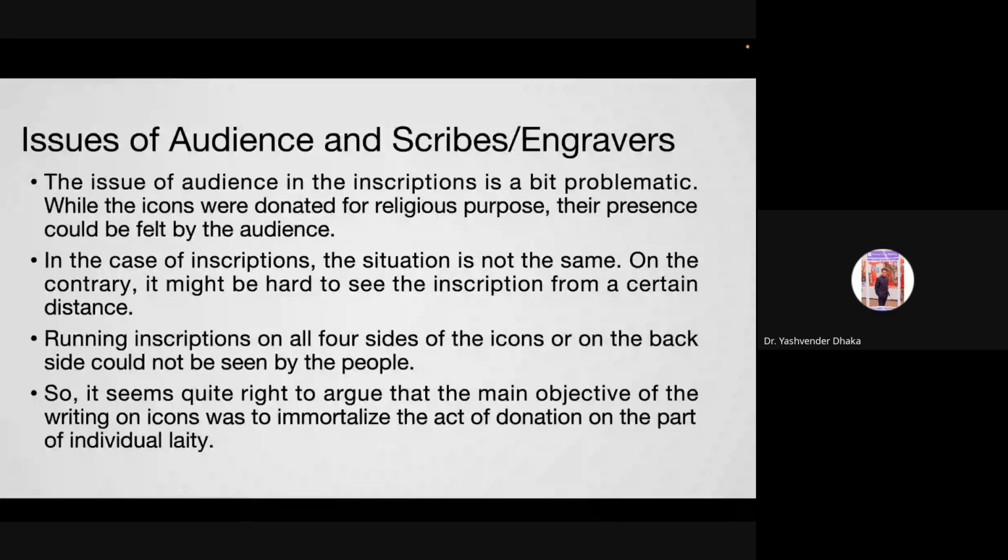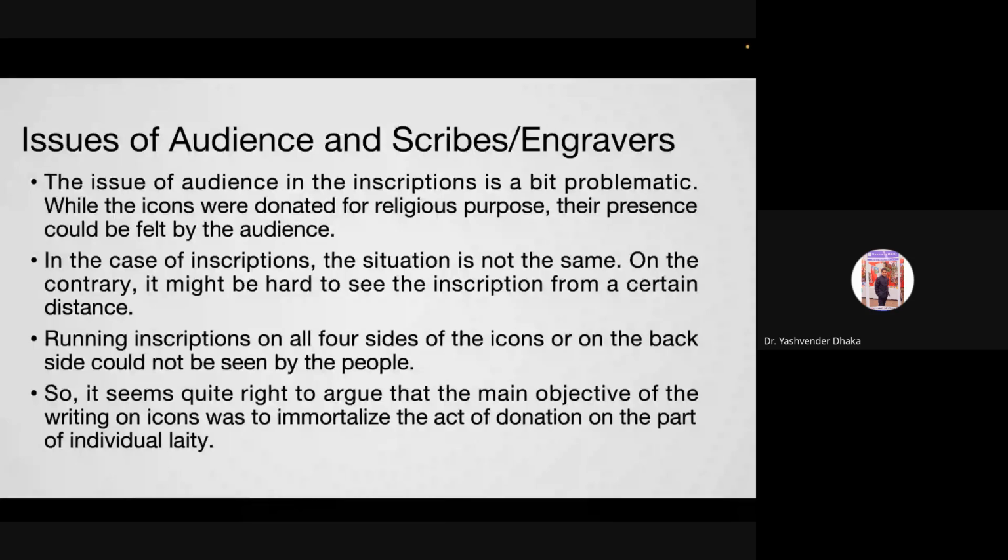Who were the intended audience? Who were the scribes? Who were the engravers? So the issue of audience is a bit problematic because it is not directly written anywhere, and the icons were donated for religious purpose. So their presence could be felt by the audience.